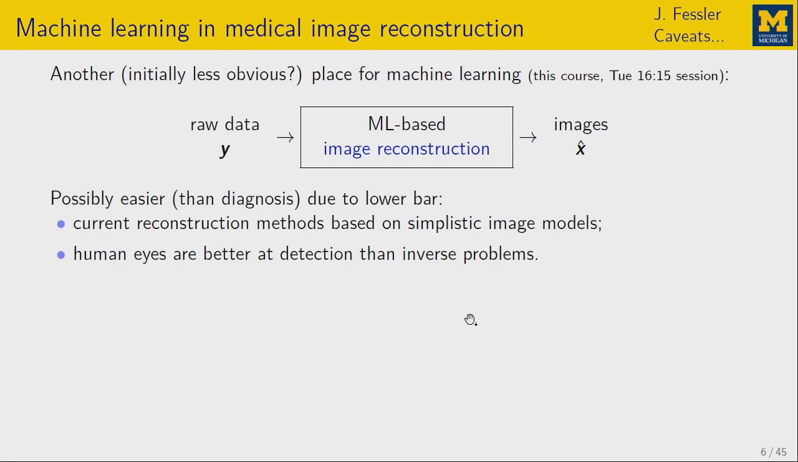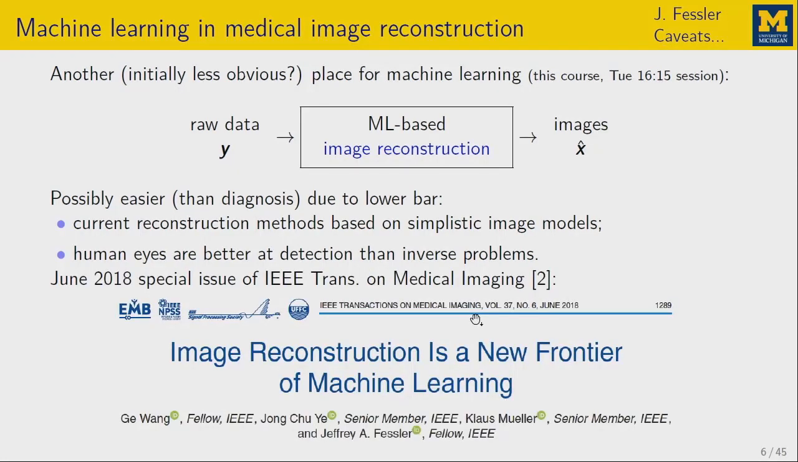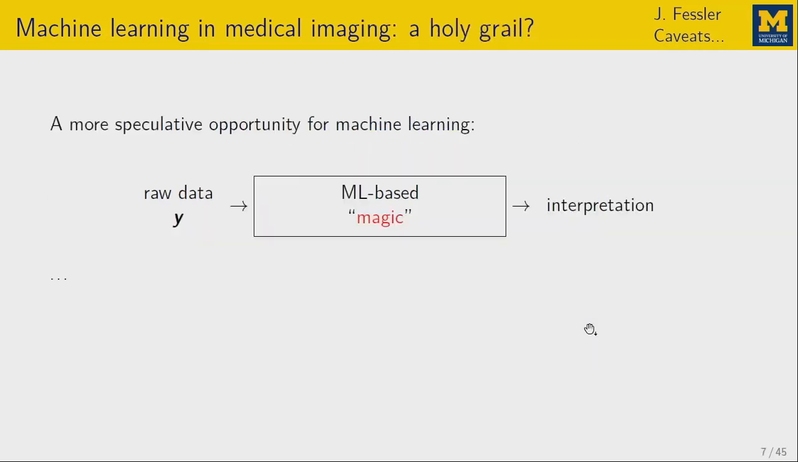Whereas, in general, image reconstruction historically has been based on very simple image models such as total variation that just looks at the difference between neighboring pixels. And there's probably a lot more information than just how neighboring pixels relate that we can incorporate with data-driven methods in the reconstruction process. Also, humans are very good at looking at images, but not so good at looking at sinograms or k-space data. And in fact, this is a very timely topic because there was just a special issue this month on using machine learning in the context of image reconstruction, the IEEE Transactions on Medical Imaging. There's also a whole session on this topic on Tuesday.